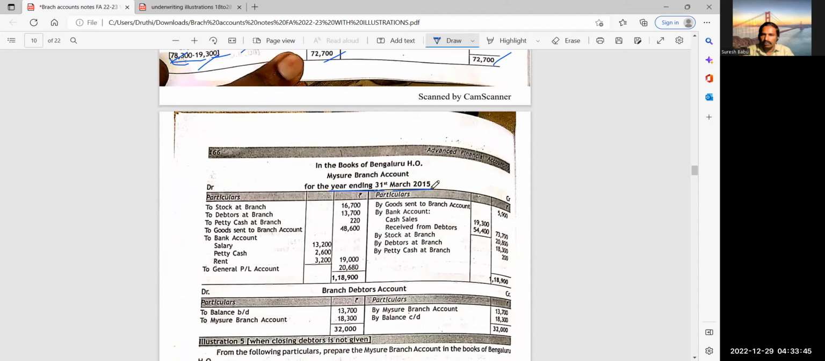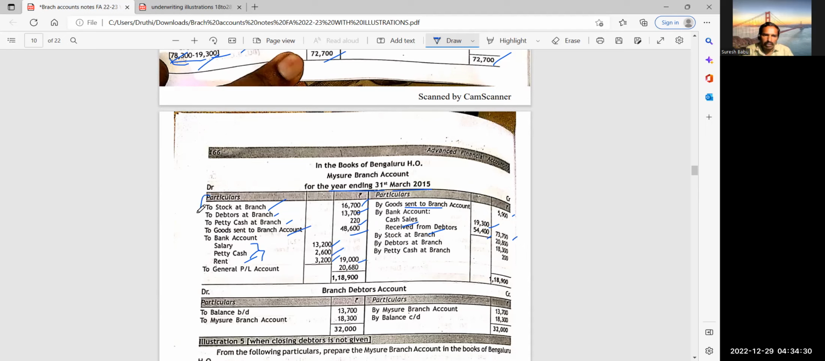See here. Branch account, 31st March 2015. Stock opening 16,700. Opening debtors 13,700, which we have ascertained now. Opening petty cash 220. Goods sent to branch 48,600. Goods from branch 5,900, this is returns. Then expenses sent, that is salary, petty cash and rent, 13,200, 2,600, 3,200, 19,000. Remittances from branch to head office: cash sales 19,300, cash received from debtors 54,400. Total 73,700.